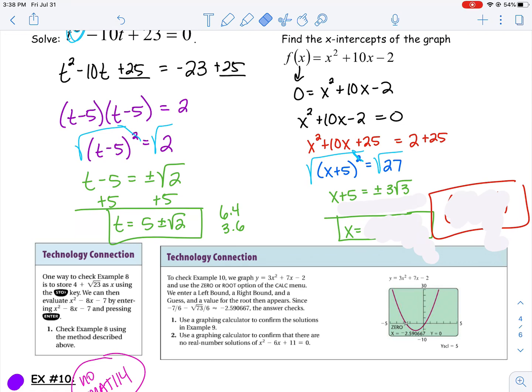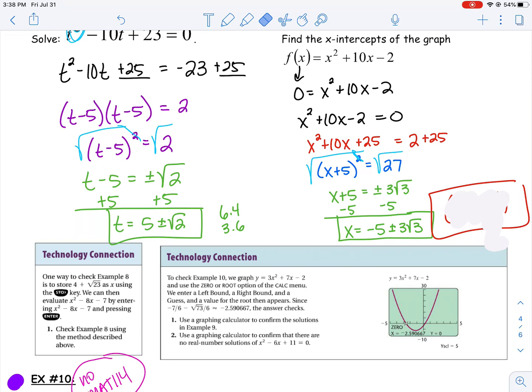So that's what I'd like you to do. Just like if you were to give me a fraction, I would always want you to reduce your fraction. Well, I always want you to break down your radical also. So we have x plus 5 equals plus or minus 3 rad 3. Let's finish it off by subtracting 5 to both sides, and then we can say that our 2 answers, x equals -5 plus 3 rad 3 and -5 minus 3 rad 3.